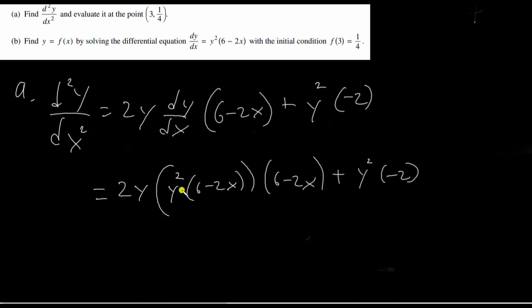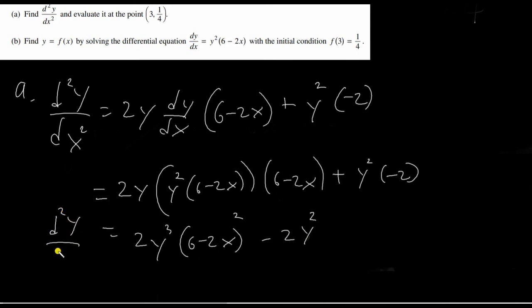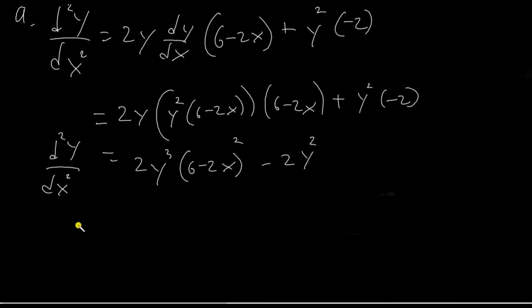If you want to simplify this a bit to make your life easier, you can do that. You'll get 2y cubed times (6 minus 2x) squared minus 2y squared, right? And again, this is d squared y over dx squared, the second derivative. Now what we want to do is take this and find d squared y over dx squared at the point (3, 1/4).